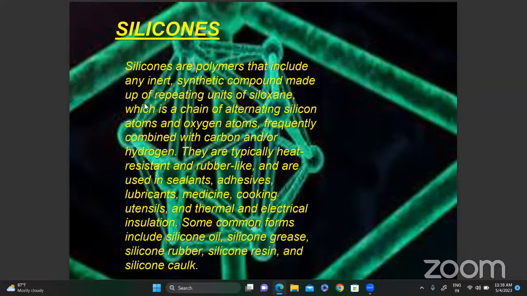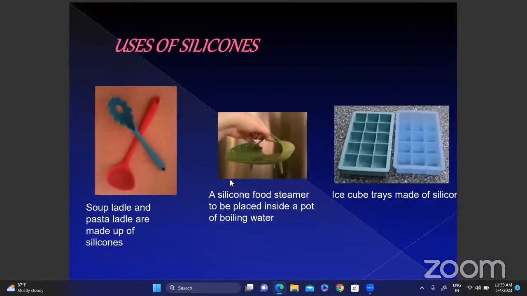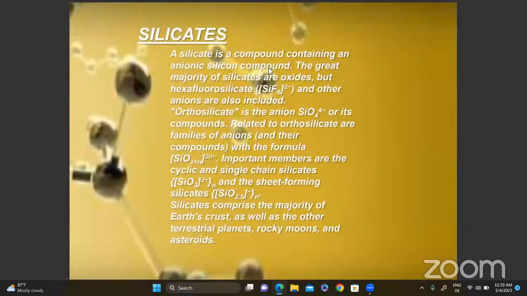So the structure is made up of repeating units of siloxane. Siloxane means what? The chain consists of silicon atoms and oxygen atoms, frequently combined with carbon and/or hydrogen. So you can see, where are the uses of silicones? Soup ladle and pastel ladle, which are made up of silicones. Then the food steamer to be placed inside a pot of boiling water. So these are some of the uses of silicones.